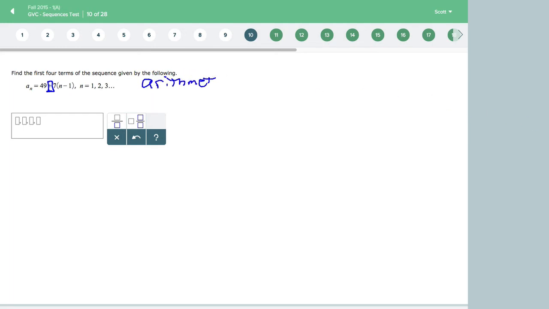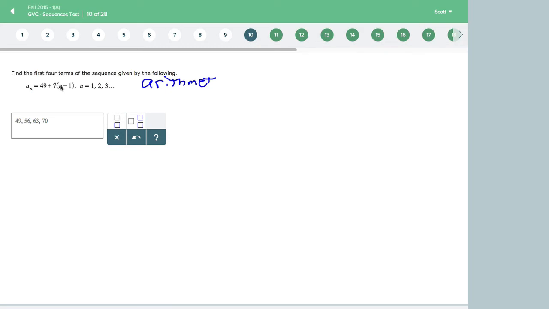Arithmetic simply means that we're going to be adding or subtracting each term. Well, here we're adding. So what's our first number? Our first number is always this part right here. So our first number is 49. And then what do we need to do? Plus 7. What's 49 plus 7? It's 56. And then 56 plus 7, and you just keep doing that every single time, is 63. And then 70, and there's your terms.